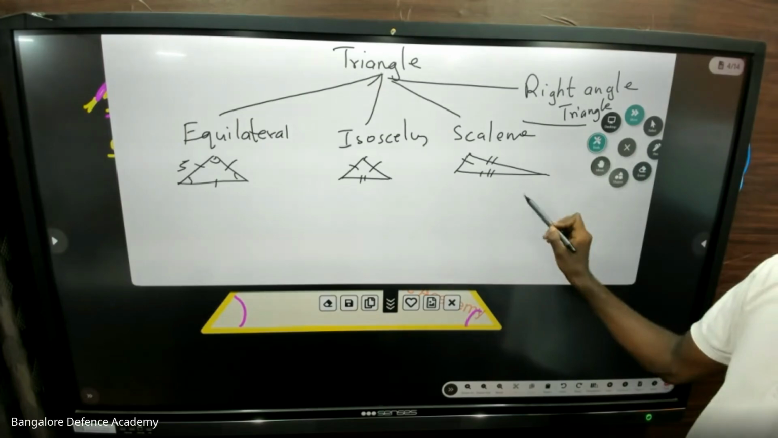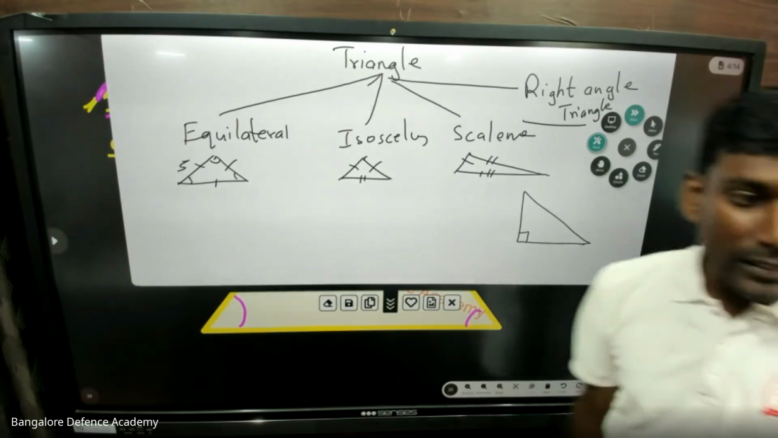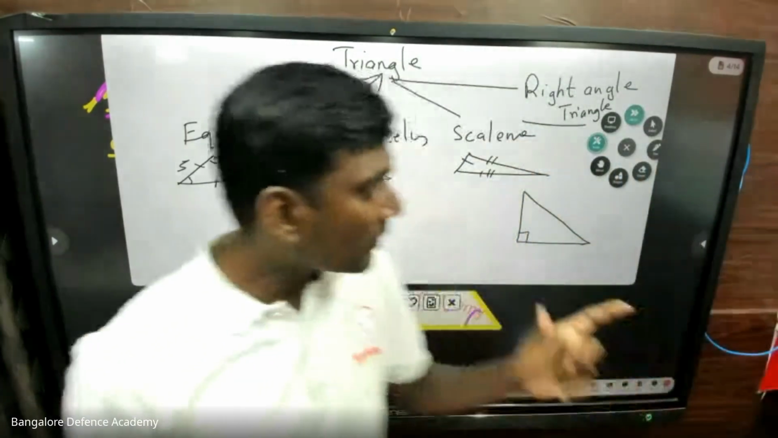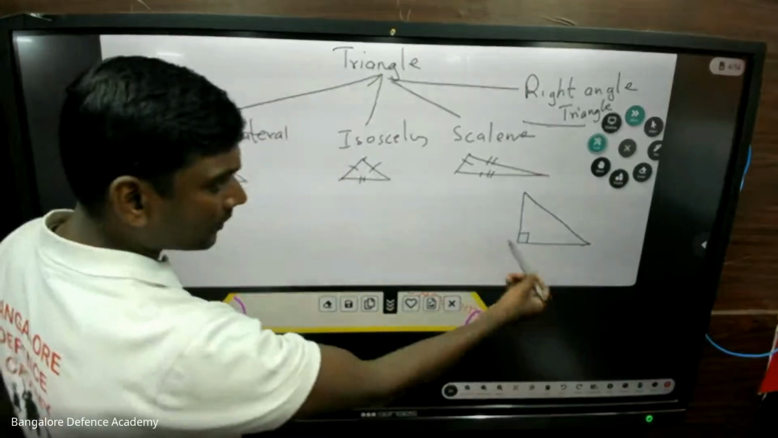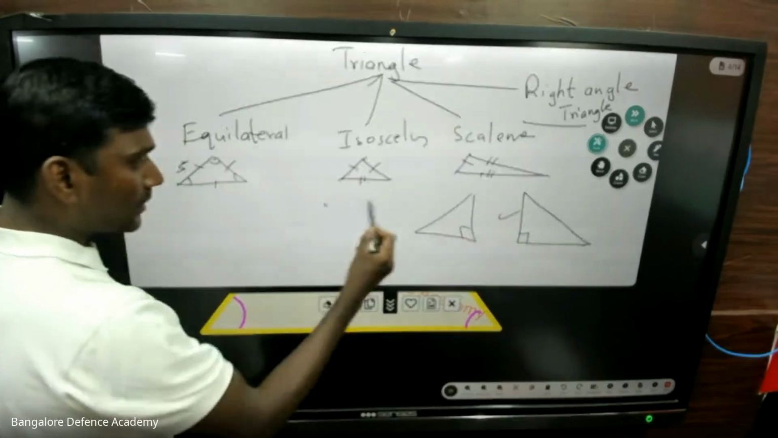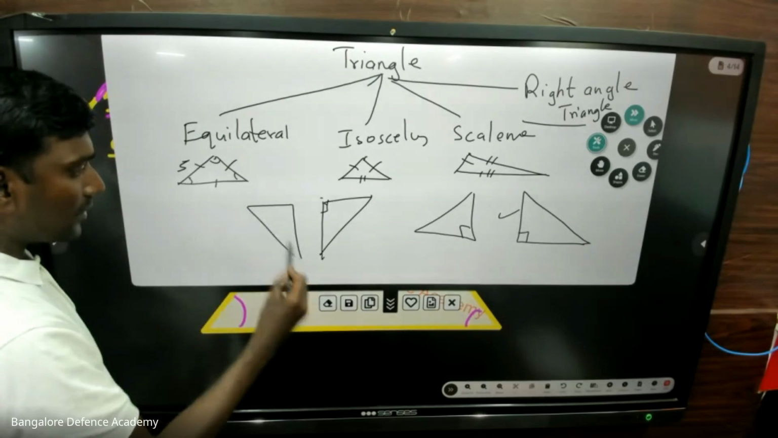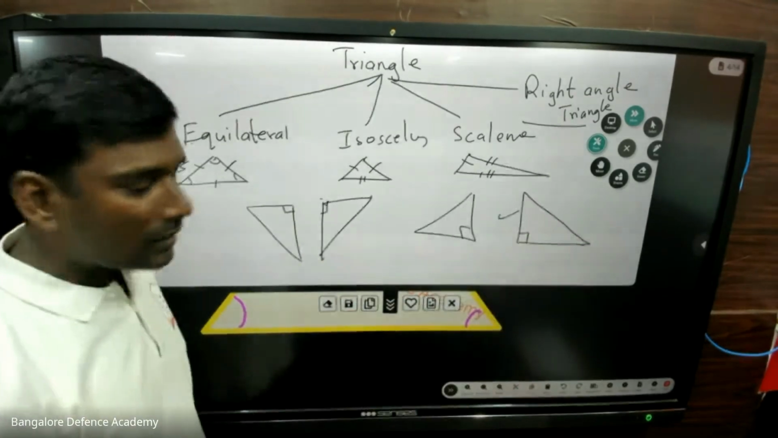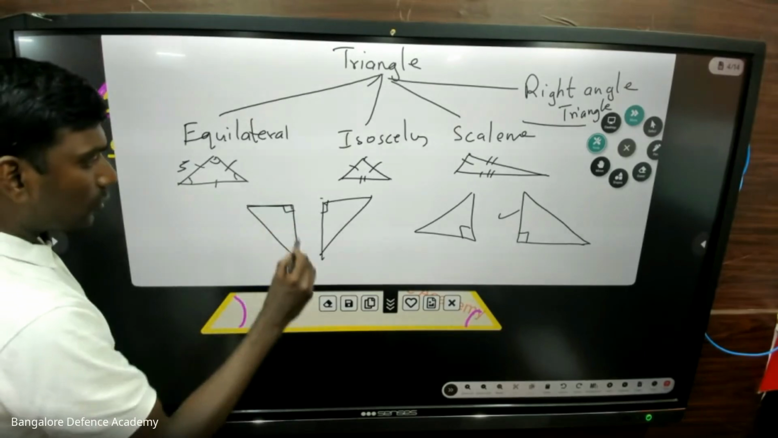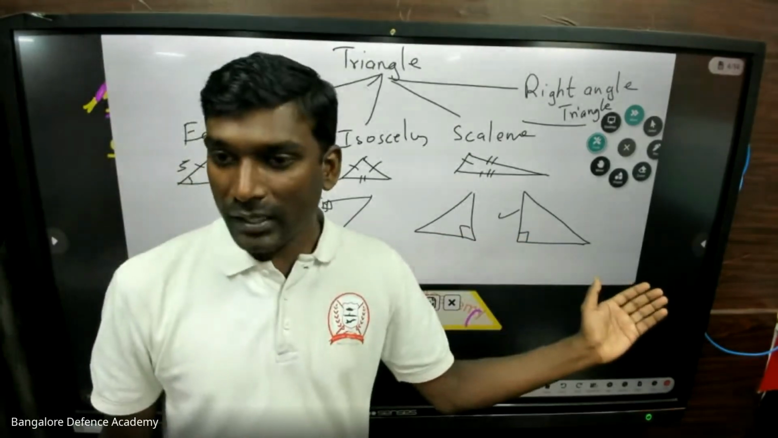And right angle triangle means a triangle where two sides are making 90 degrees. Two sides will make 90 degrees. The right angle triangle can be like this. The right angle triangle can be like this. The right angle triangle can be like this. So it can be any way. You just need to understand two sides are making what degree here? 90 degrees. Two sides are making 90 degrees.